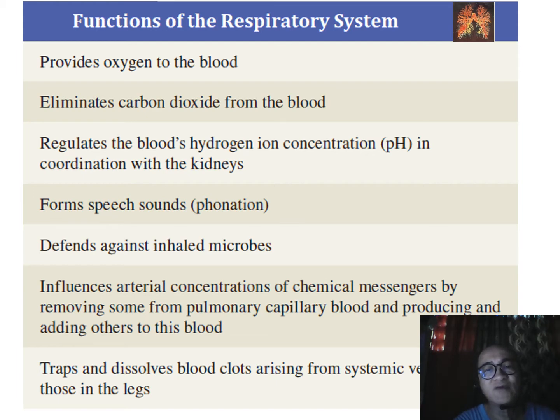The lungs influence arterial concentrations of chemical messengers by removing some from pulmonary capillary blood and producing and adding others to the blood. The lungs also trap and dissolve blood clots arising from systemic veins, such as those from the legs.